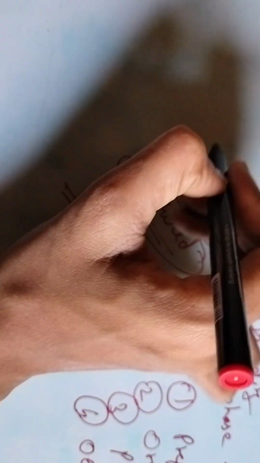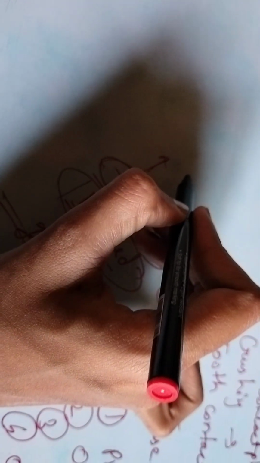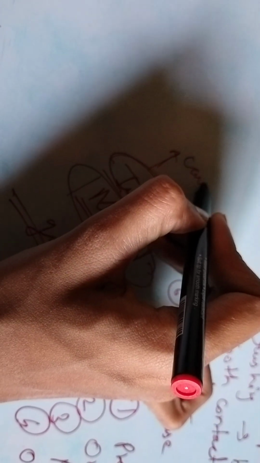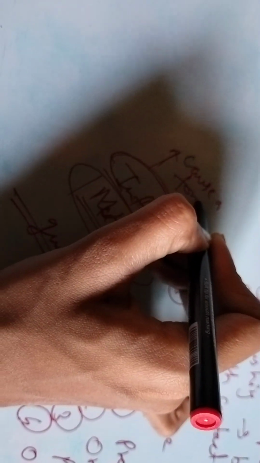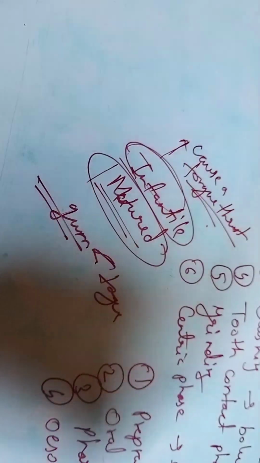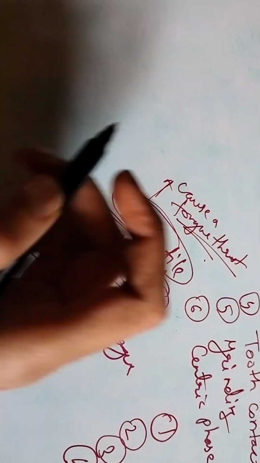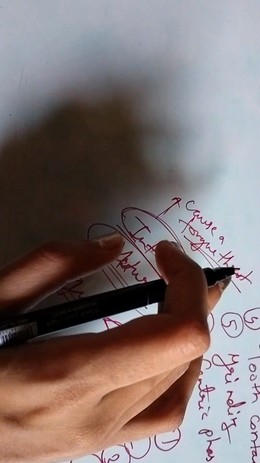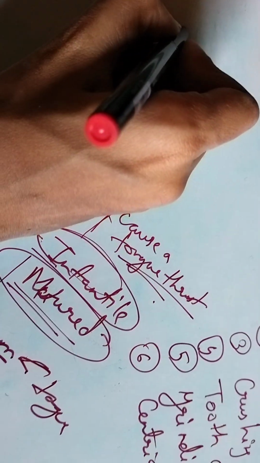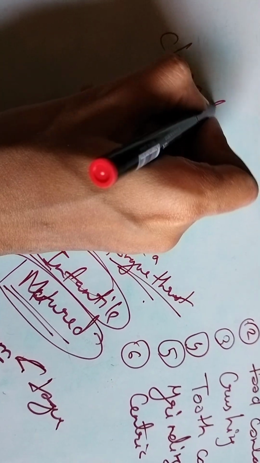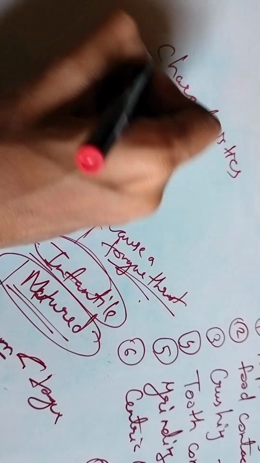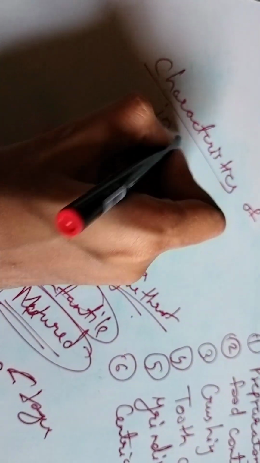Persistence of an infantile swallow causes the tongue thrust habit. Due to the infantile swallow, there is a tongue thrust habit. Let us enumerate the characteristics of an infantile swallow.